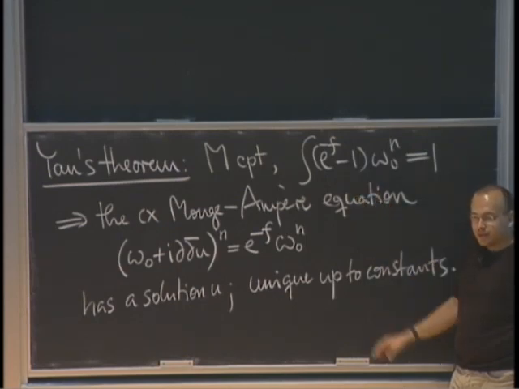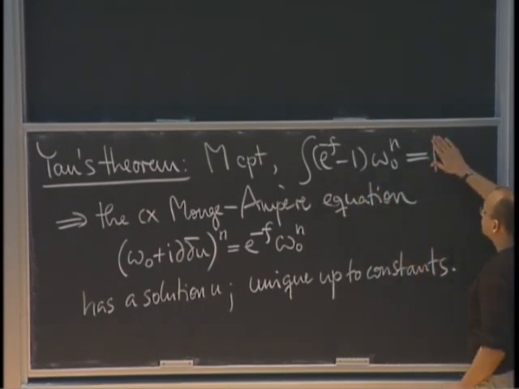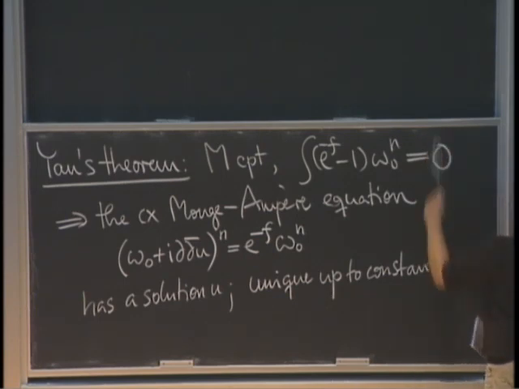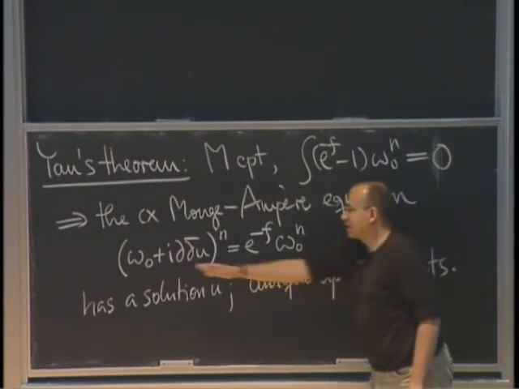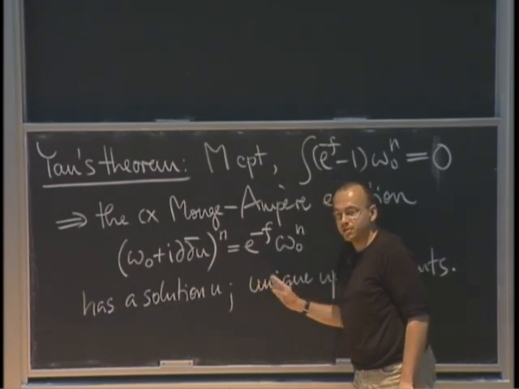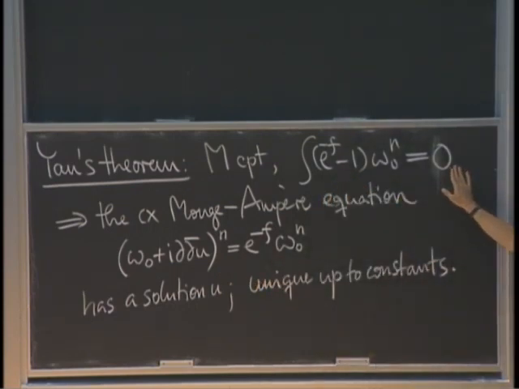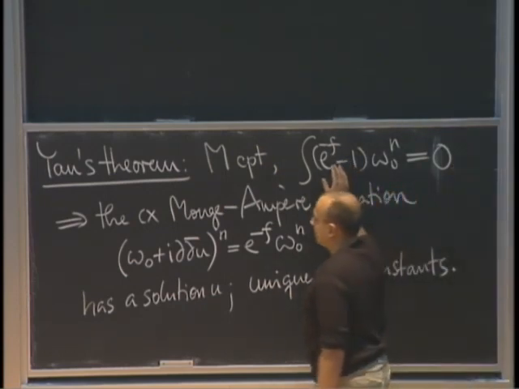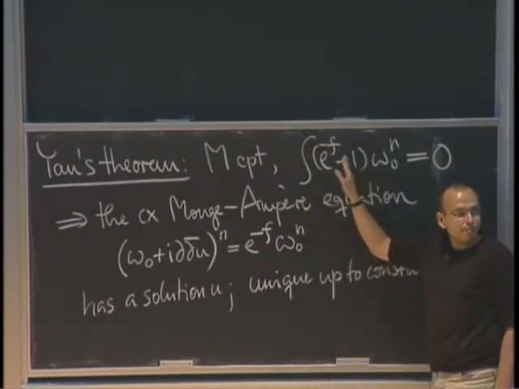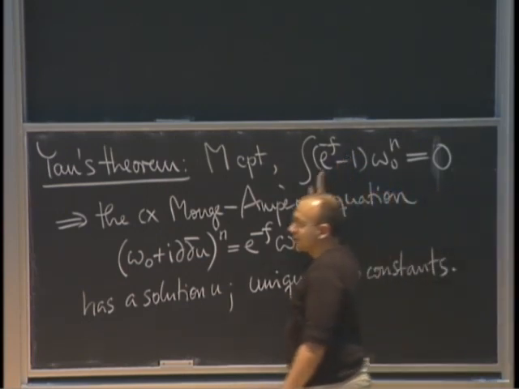Yeah, sorry. You're taking the difference and you're integrating by parts. You get that this actually has to be 0. But the good thing is that you can always achieve that by changing f by an additive constant.